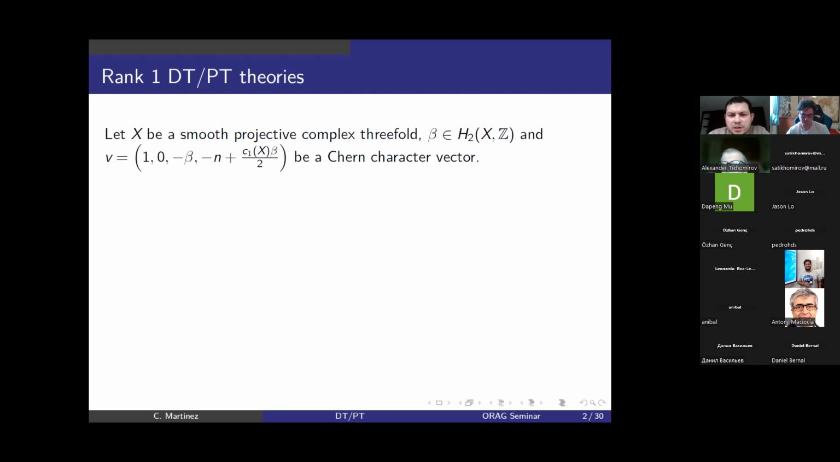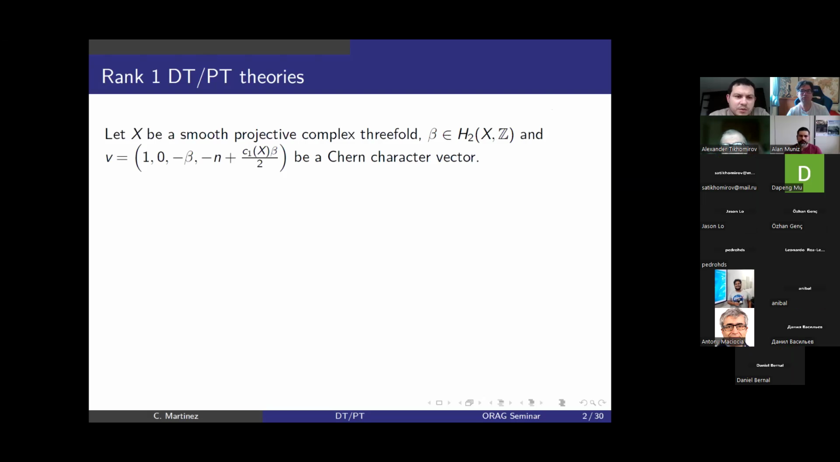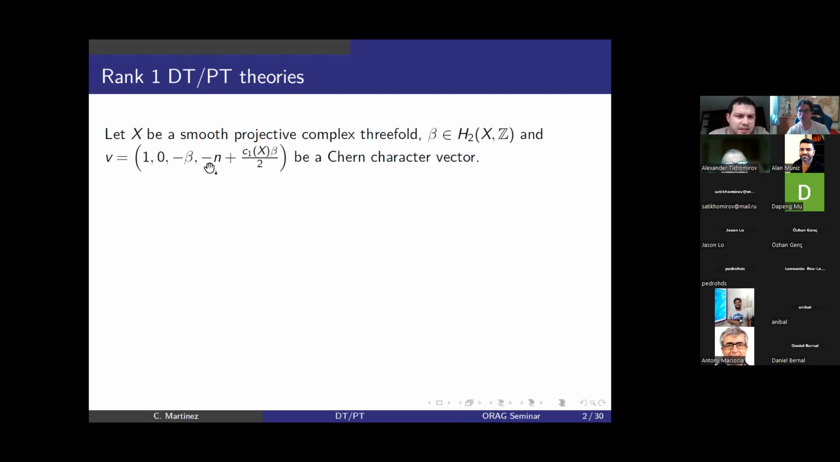Take a smooth projective complex threefold, and I will take a curve class. And I will fix this Chern character, (1, 0, -β, -n), a Chern character vector. And this is just to say that n is going to play the role of the Euler characteristic.